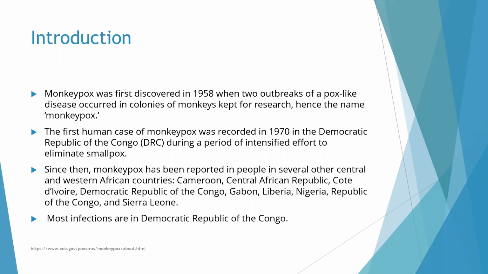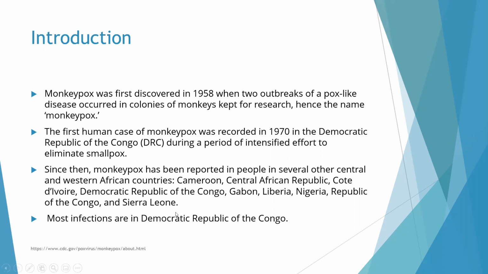So, monkeypox was first discovered in 1958, when there were two outbreaks of a pox-like or smallpox-like disease, and it first occurred in colonies of monkeys that were kept for research. Hence, the name monkeypox was derived. And the first human case was reported in Congo in 1970, during the period of intensified effort to eliminate smallpox.